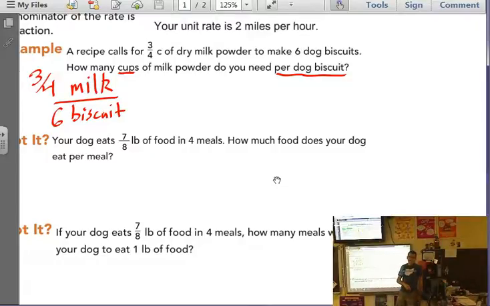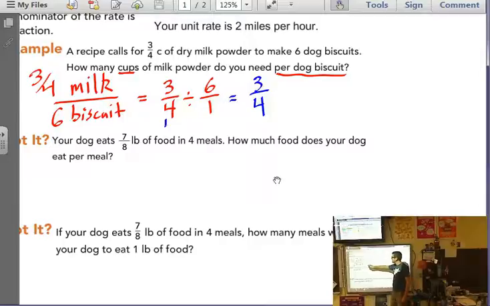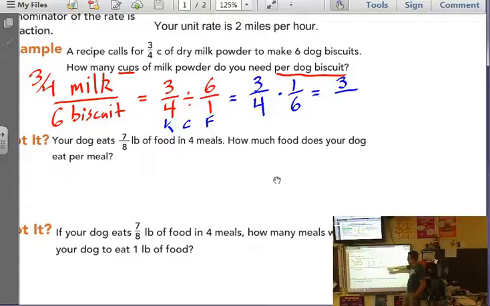But that's kind of annoying, so let's set it up horizontally. 3/4 divided by 6, and make your 6 a fraction. Then we can keep, change, flip. I do not disagree that there could be an easier way. And you could always grab a calculator, but that's kind of the cheater's way. Be ready for me to ask you to do these problems without a calculator.